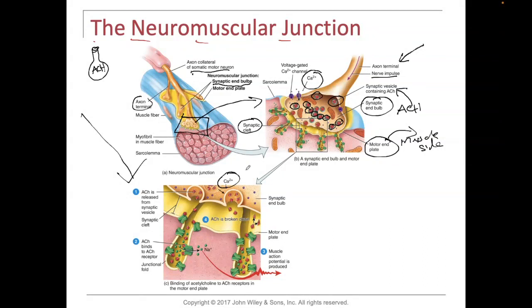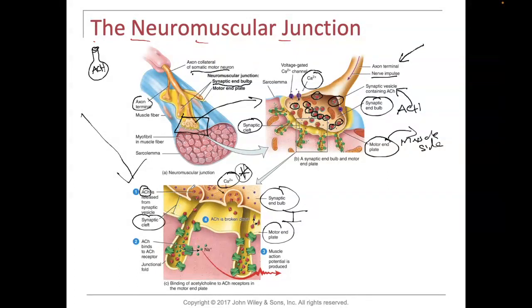What calcium does, we'll star it here. Calcium has a major effect on those vesicles that have that neurotransmitter acetylcholine. Well, what does calcium do? Well, calcium allows that vesicle to open up and release its contents into this synaptic cleft, which is the space between the synaptic end bulb and the motor end plate. That space, that gap between the two, is the synaptic cleft.